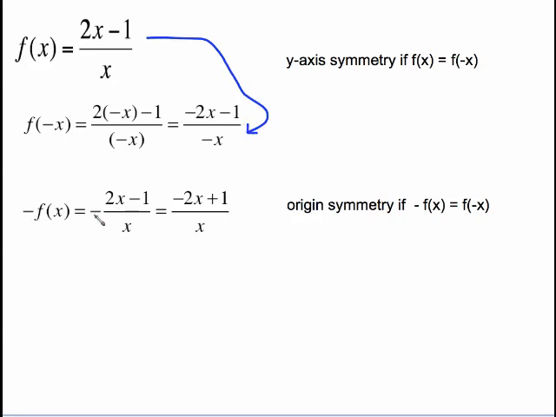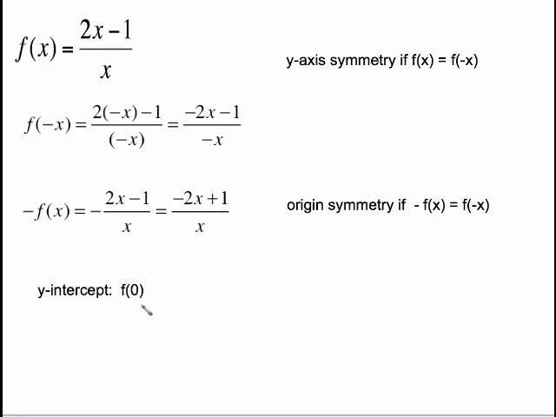Negative f of x, I put a negative in front of the fraction. The negative can be distributed to the top or the bottom. I send it to the top. To check origin symmetry, I need to check to see if these two things are the same. This is negative 2x minus 1. This is negative 2x plus 1. They are not the same. So there is no symmetry at all in this.